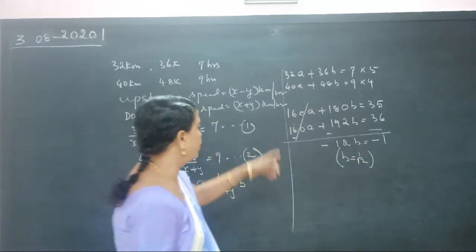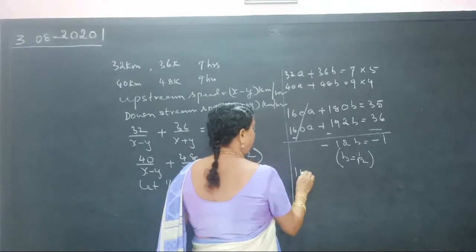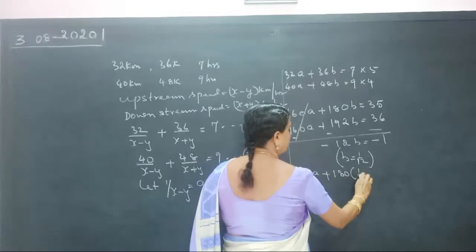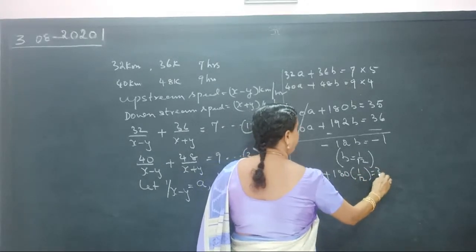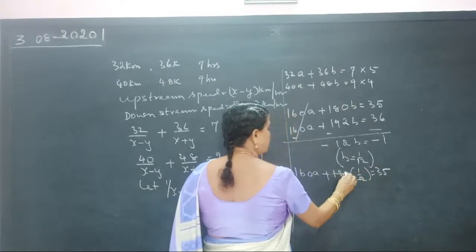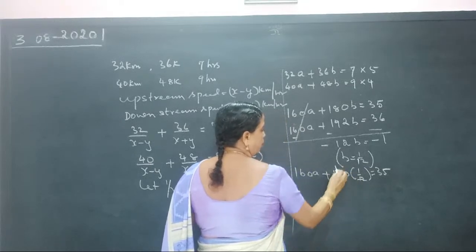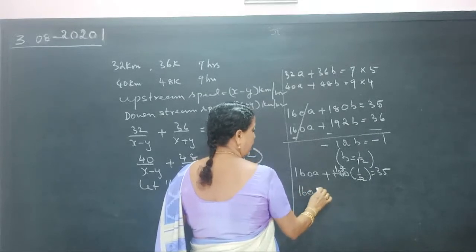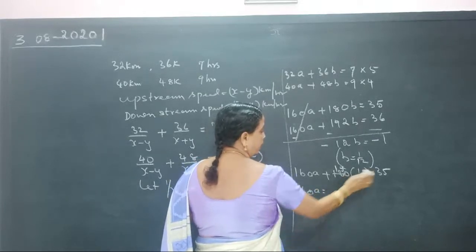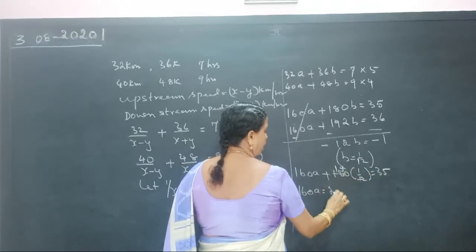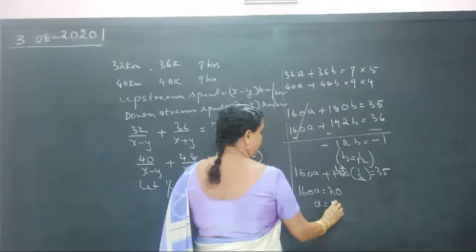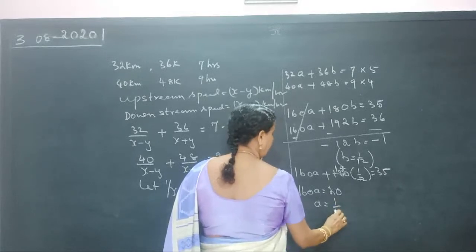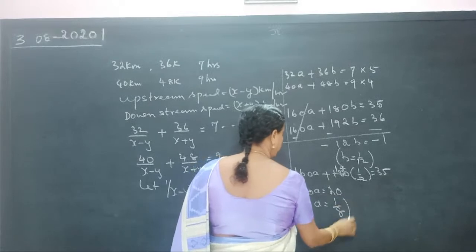Substituting the b value in one of the equations. 160a plus 180 into 1 by 12 equals 35. 12 ones are 12, 12 5s are 60. Correct? 160a equals, you will get 35 minus 15 as 20. a equals 1 upon, what you get? 8.